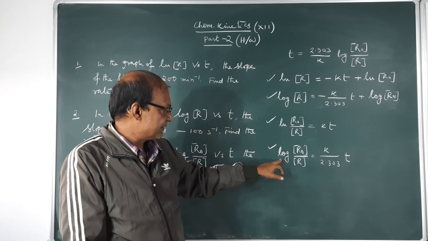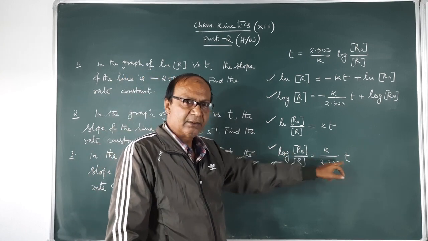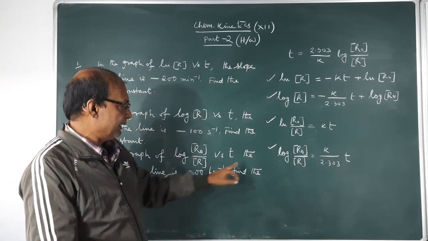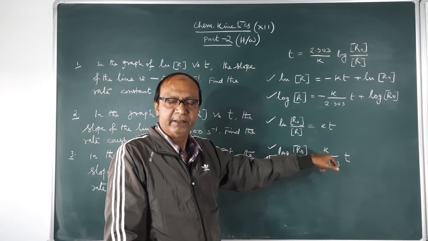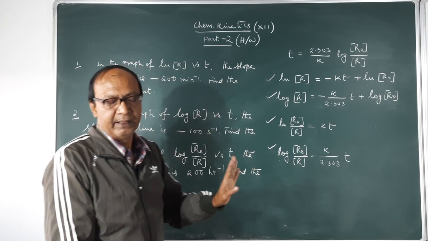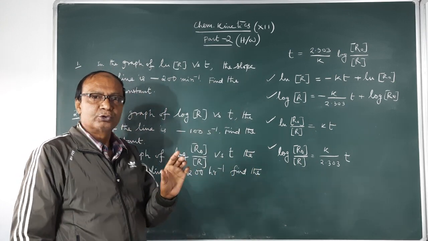In the third question, for log R naught by R versus t, the slope of the line is given. This is the slope, k by 2.303. You have to find the value of k. So these are related to slope.